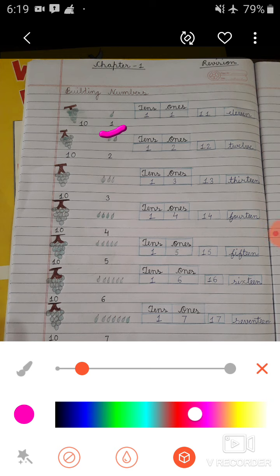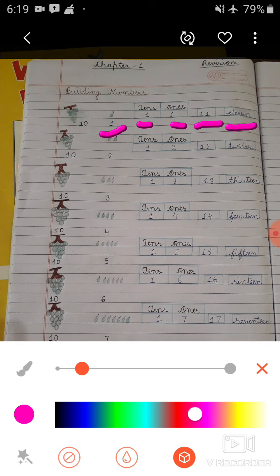So students, I already explained to you, when we add one more grape to a bunch of 10 grapes, we get the number 11. And to write 11, we put 1 in the tens place and 1 in the ones place. Then we get the number 11. The number name for 11 is ELEVEN, 11.